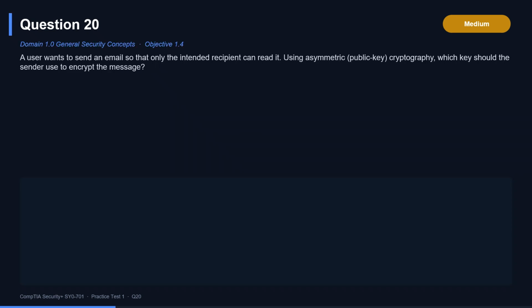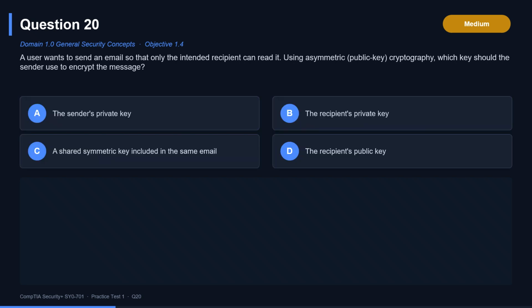Question 20. A user wants to send an email so that only the intended recipient can read it. Using asymmetric public key cryptography, which key should the sender use to encrypt the message? The correct answer is D, the recipient's public key.